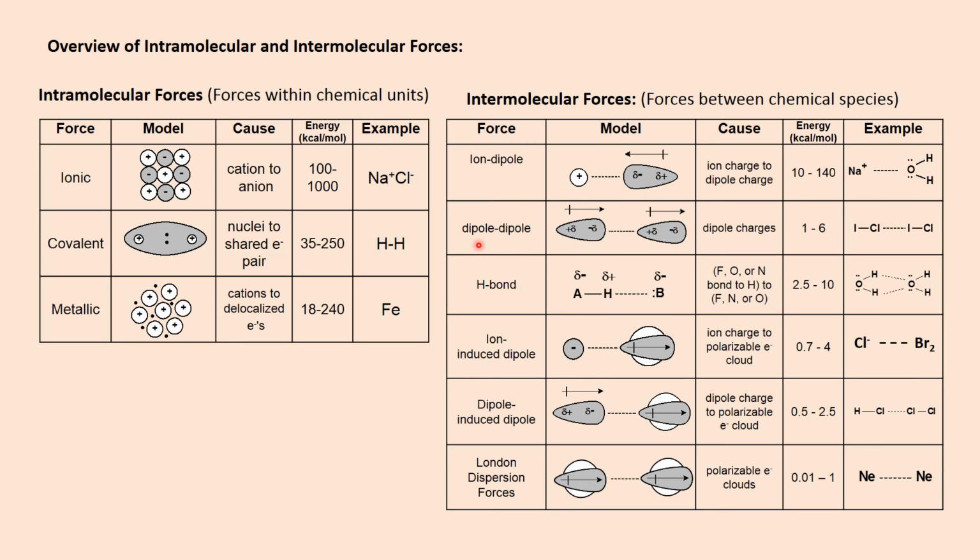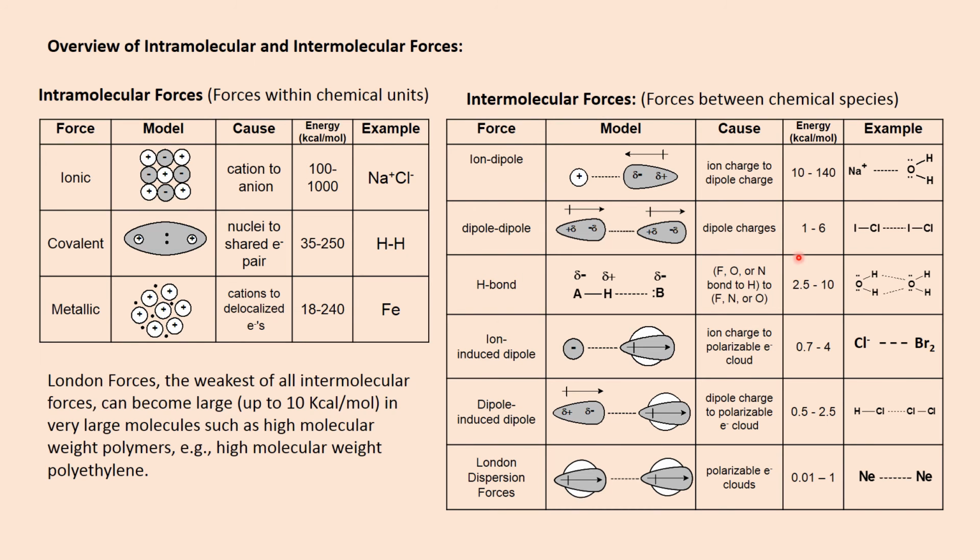We also have dipole attraction, in which two polar molecules are attracted to each other. So here I have iodine monochloride attracting iodine monochloride. Chlorine is more electronegative, so that's the negative end. Iodine is less electronegative, so that's the positive end. Those ends will attract each other in what is called a dipole-to-dipole intermolecular force of attraction. This is in the range of 1 to 6 kcals per mole.